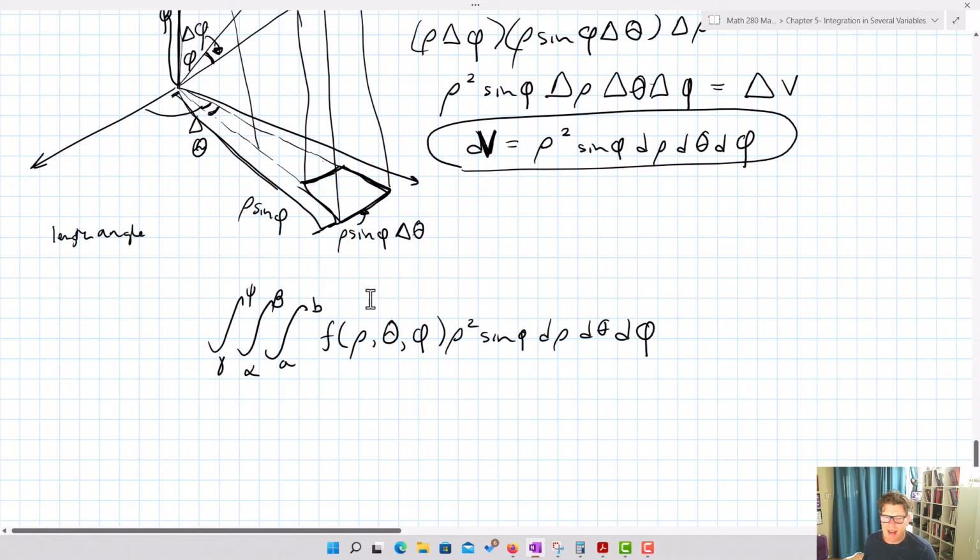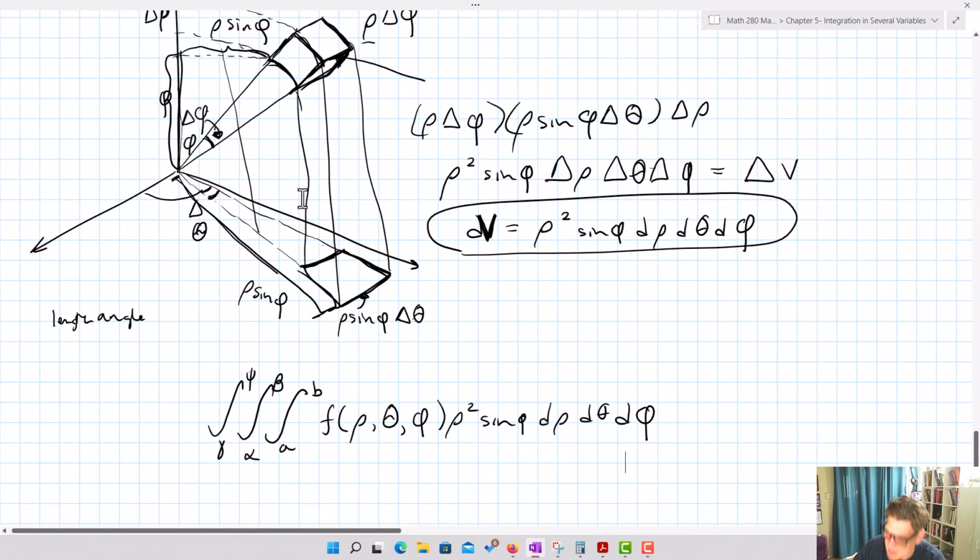Okay? Again, the process is basically the same. You take an arbitrary point that you pick inside of your mini volume, okay? We sum all those up, take the limit of those sums as they go to infinity, and you end up with this. That's what you end up with.